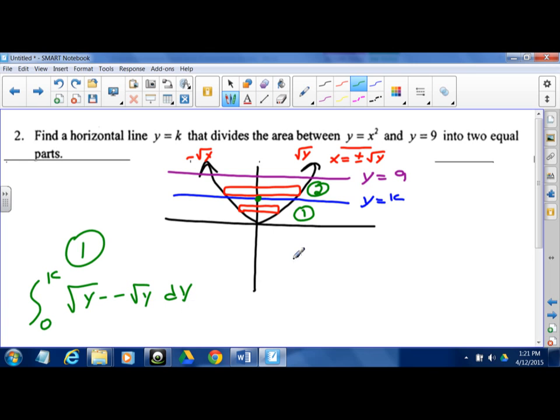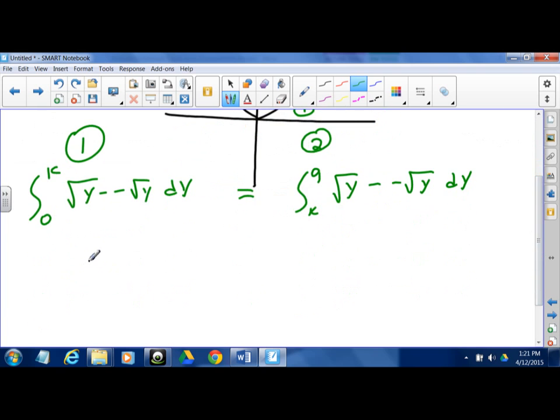Okay, and then the second region, region 2, is going to be pretty similar actually. It's going to be the integral. This time we're starting from k. We're going to 9. Okay, so we're going to start at k and go to 9. And it's still going to be the right branch of the parabola, root y, minus the left branch of the parabola, negative root y. And the goal is to set these things equal to each other and solve for k. All right, so let's see. Let's clean them up. This is going to be the integral from 0 to k of 2 root y dy. And this is going to be the integral from k to 9 of 2 root y dy.